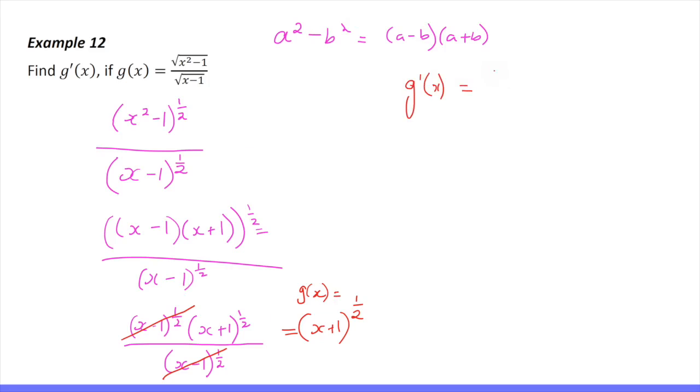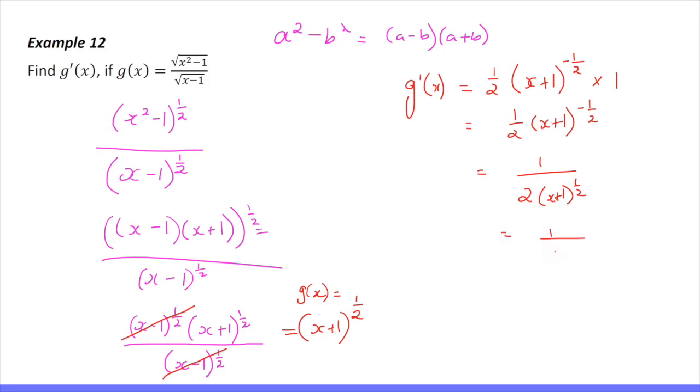I will need to use the chain rule. So first of all, I'm going to pull the half out the front and then subtract 1 from the power and multiply it by the derivative of the inside, which in this case is just 1. So that will be a half x plus 1 to the power of negative half, and this can be expressed as 1 over 2 times x plus 1 to the power of a half, and you can take it one step further to write it as 1 over 2 root x plus 1.